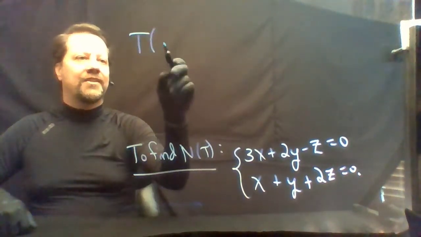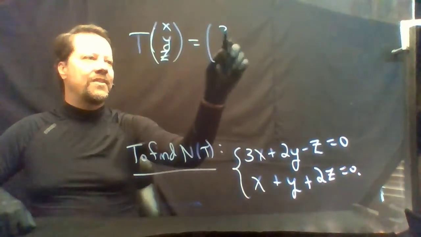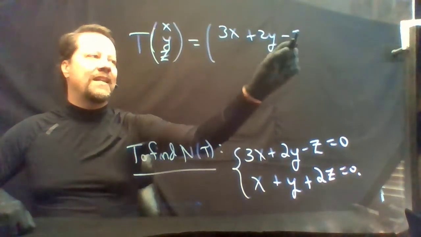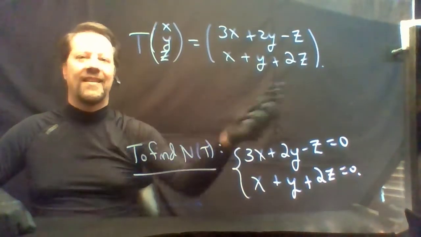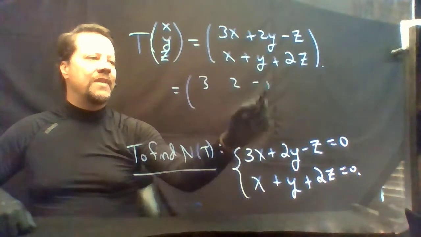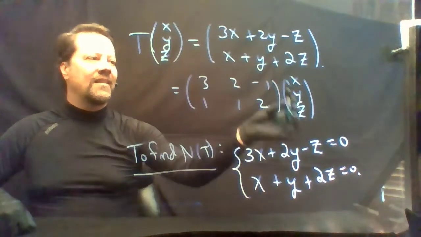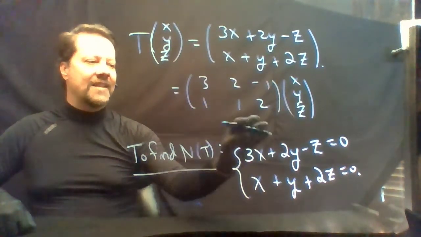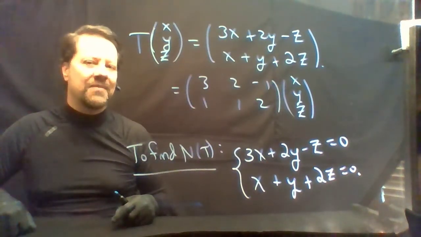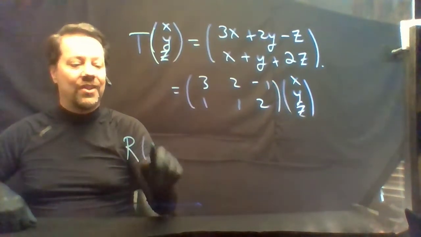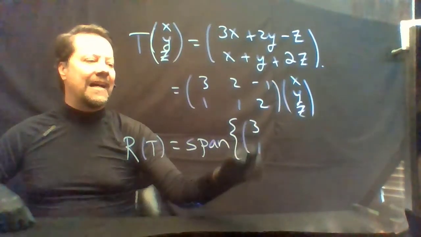Remember that our linear transformation mapped x, y, z onto 3x plus 2y minus z, x plus y plus 2z. This is in the form 3, 2, negative 1, 1, 1, 2 times x, y, z. The product of this matrix A times this vector v gives you the linear combination of the columns. That means the range is equal to the span of the column vectors.